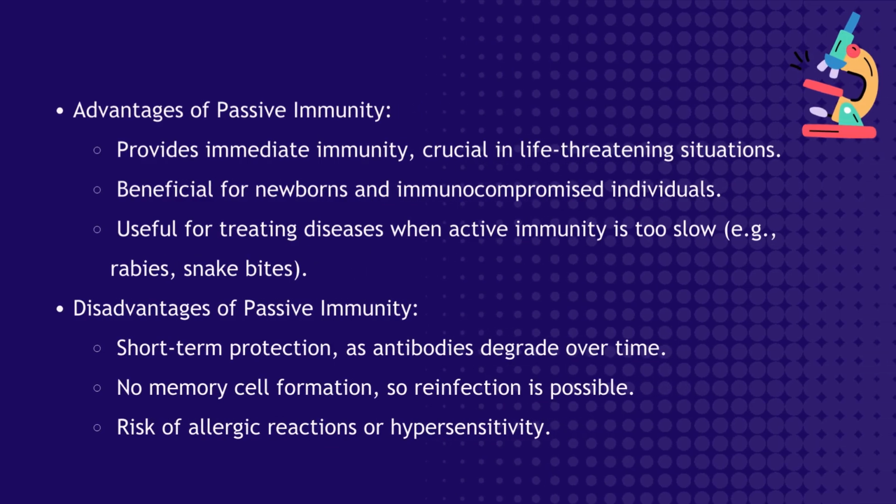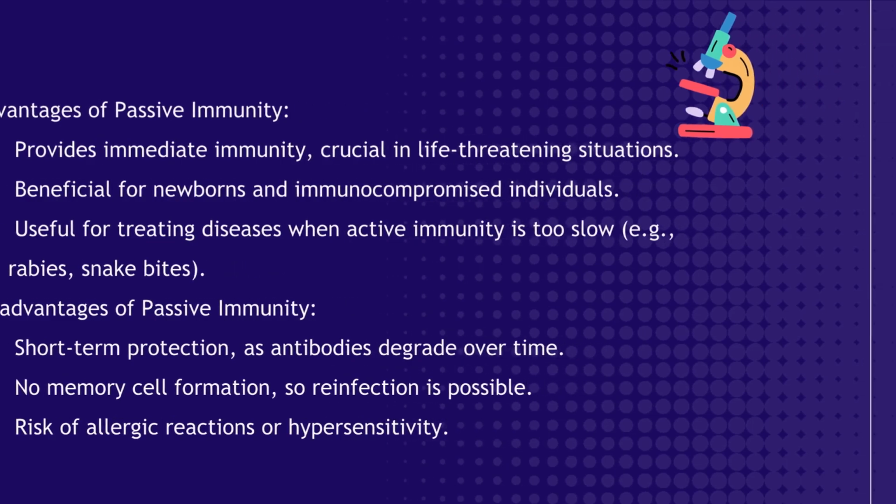Advantages of passive immunity: provides immediate immunity, crucial in life-threatening situations. Beneficial for newborns and immunocompromised individuals. Useful for treating diseases when active immunity is too slow, e.g., rabies, snake bites. Disadvantages of passive immunity: short-term protection, as antibodies degrade over time. No memory cell formation, so reinfection is possible. Risk of allergic reactions or hypersensitivity.